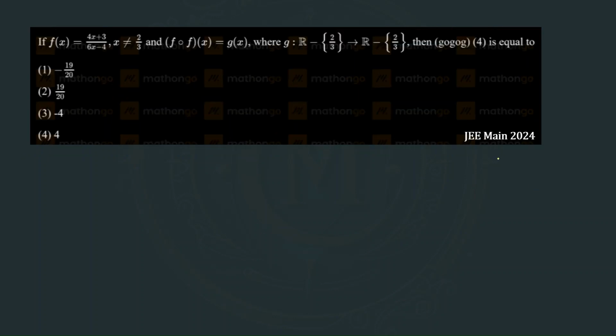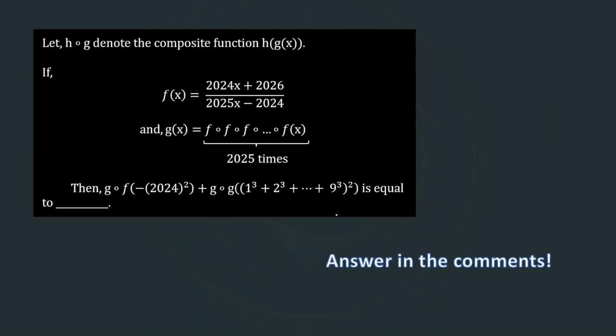Next, JEE Main 2024. You can see again, it is of the same form that we just discussed. Here the coefficient here and this constant term, their sum is equal to 0. So f of f of x will be equal to x, and g of x will be simply equal to x. So g of 4 will be equal to 4. You can see how fast we can handle such type of questions. Now this question is one of the predicted questions for JEE Main 2025. You attempt this question yourself and post the answer in the comments.